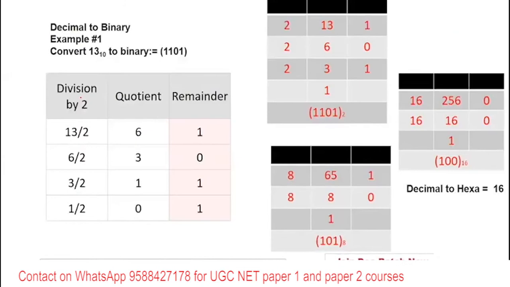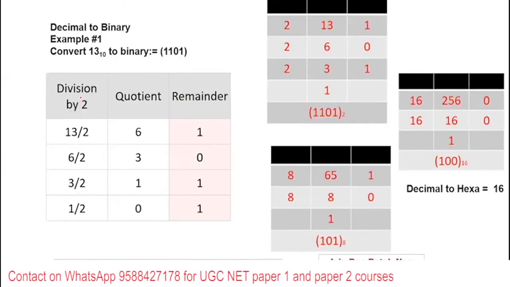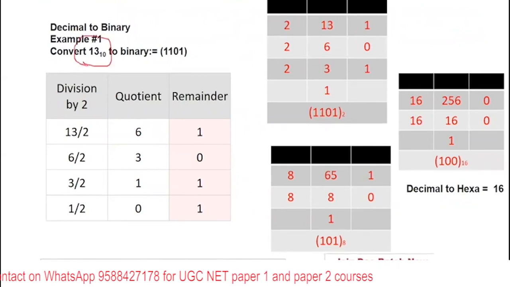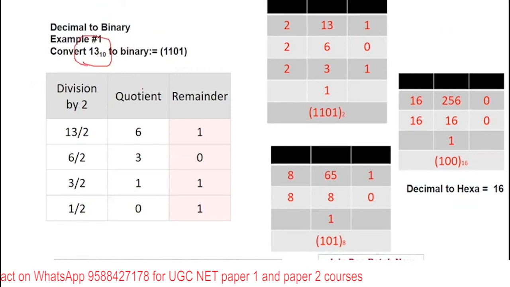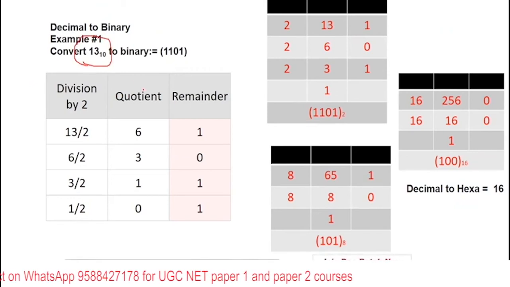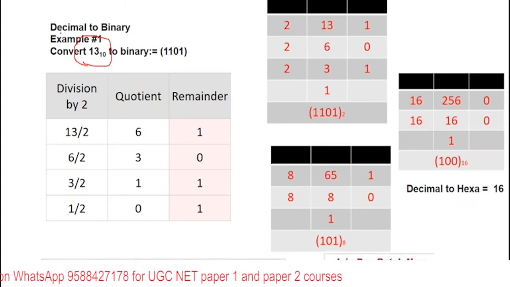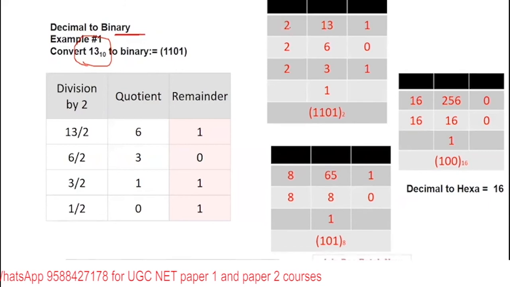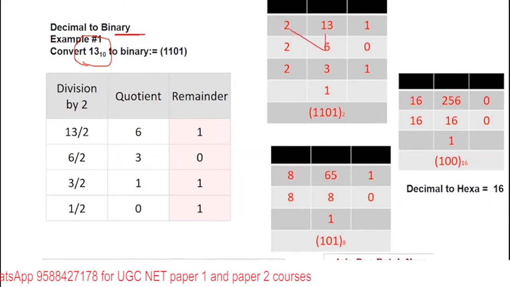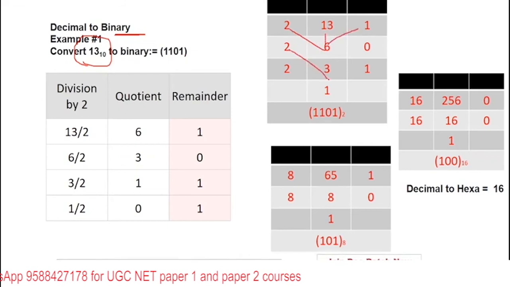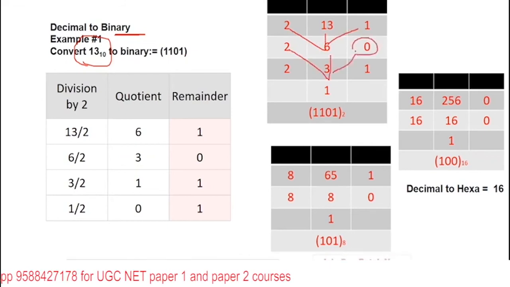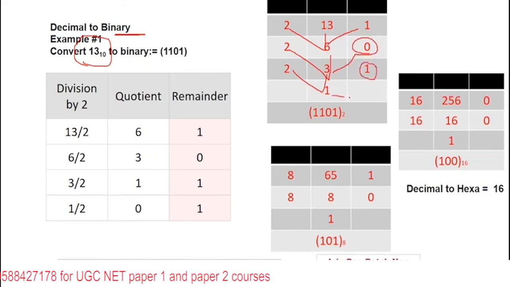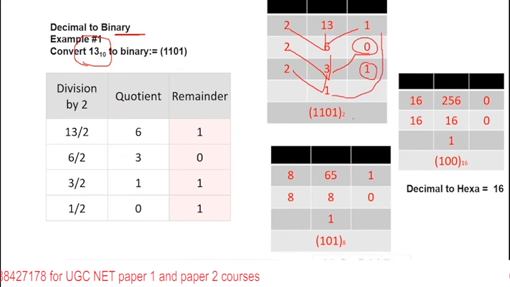Then yes, you may get sums on decimal to binary conversion. So if you have to convert 13 to binary, I have solved it over here. The base is 2. 2 sixes are 12, so 1 is the remainder, and 1 goes over here. 2 threes are 6, there is no remainder, so there is 0. 2 ones are 2, so again there is a remainder, it is 1. We start from bottom to top, that is 1 1 0 1, which is your answer.